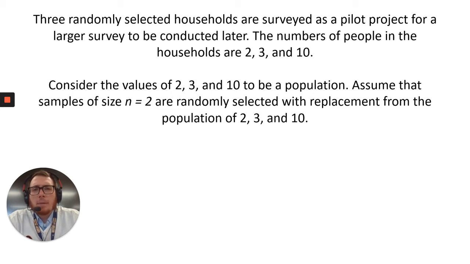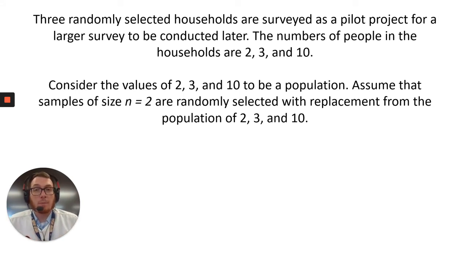This question here, basically what's happening is you're saying select 3 households that serve as a pilot for a study. The number of people in the households are 2, 3, and 10. If you consider the values of 2, 3, and 10, you're assuming the population is size 3, and you randomly select with replacement from the population. So here's basically what you're saying. You have 3 cards that you can pick from. There's a 2, a 3, and a 10.